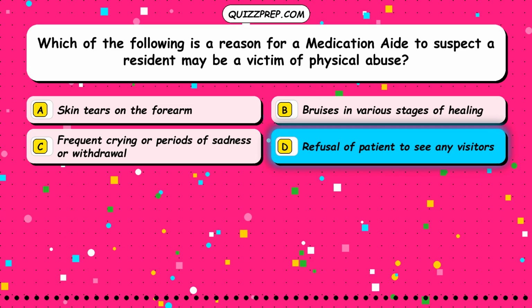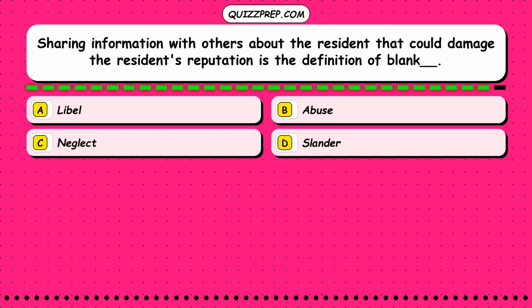The correct answer is option D, refusal of patient to see any visitors. Question 59. Sharing information with others about the resident that could damage the resident's reputation is the definition of blank blank. Option A, libel. Option B, abuse. Option C, neglect. Option D, slander.